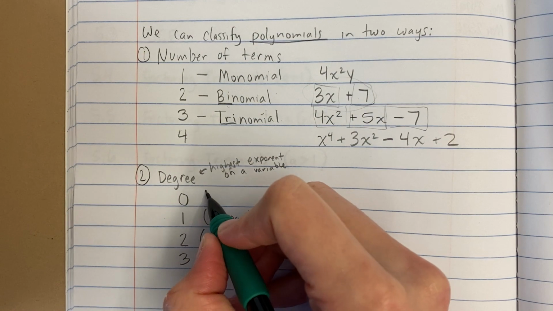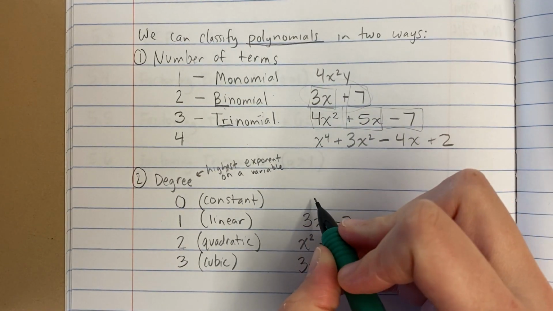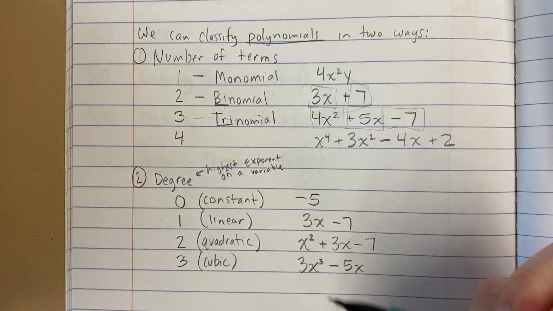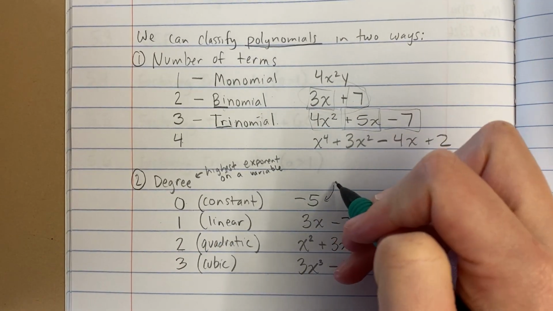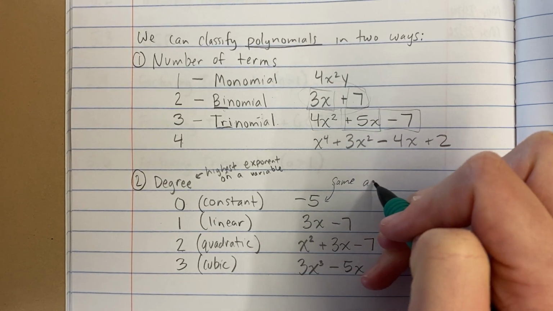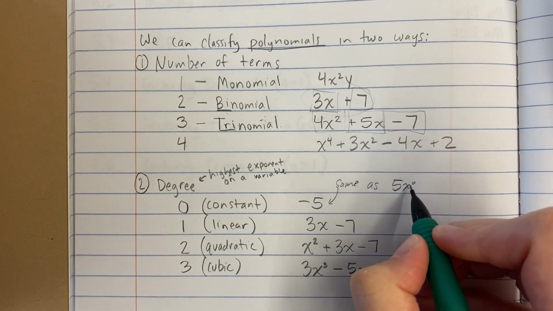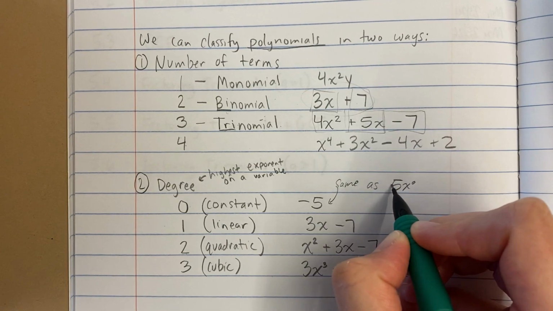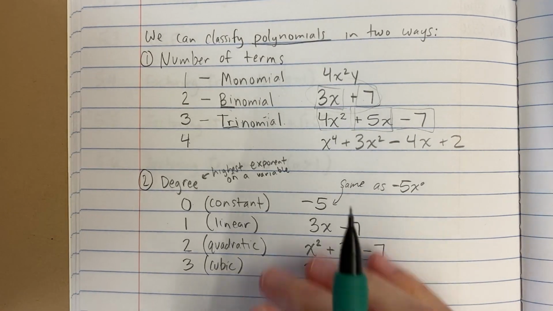Okay, and then finally, a degree of 0. What does this look like? It's called constant. And here's why, because a degree of 0 looks like that. There, look, this has a degree of 0. How does that make sense? How is that 0 the highest exponent on the variable? Because look, this 5 is the same as 5x to the 0 power. Okay, because remember, anything to the 0 power is 1. So this x to the 0 power is 1, and 5 times 1 is just 5. Negative 5 times 1 is just negative 5.